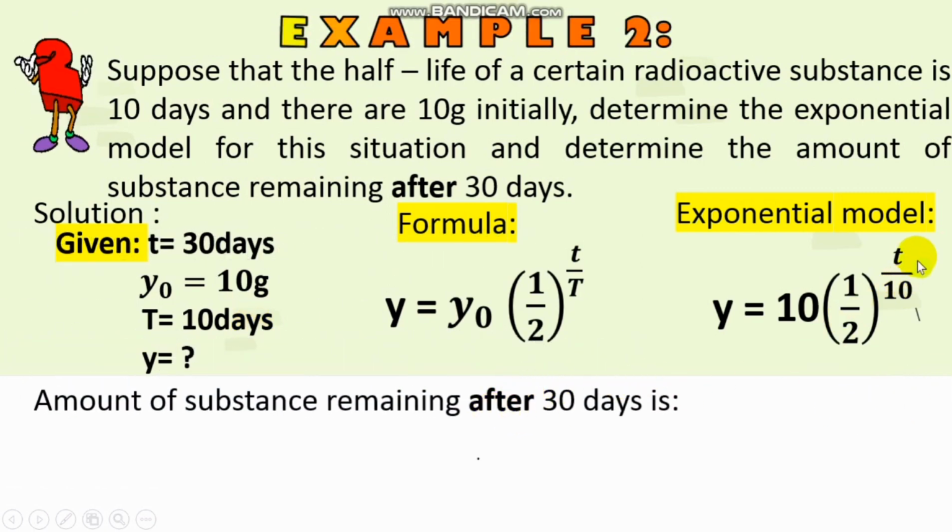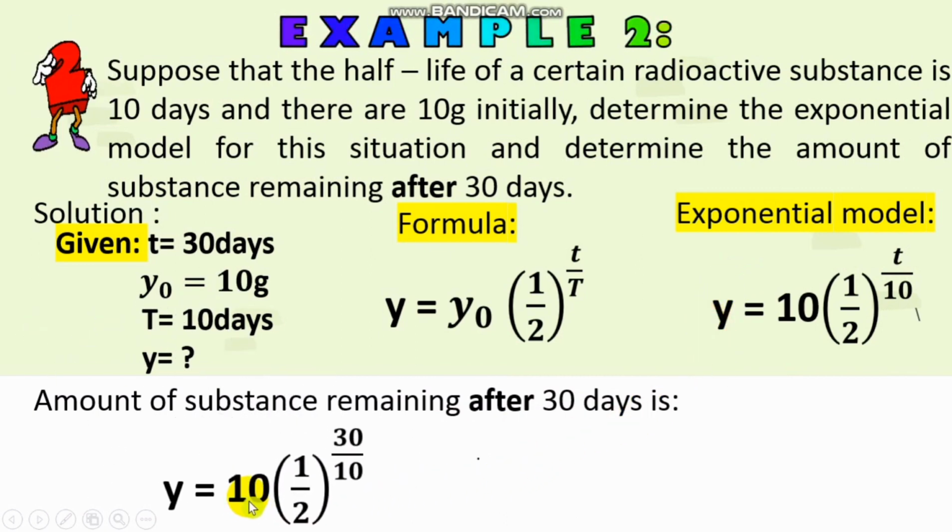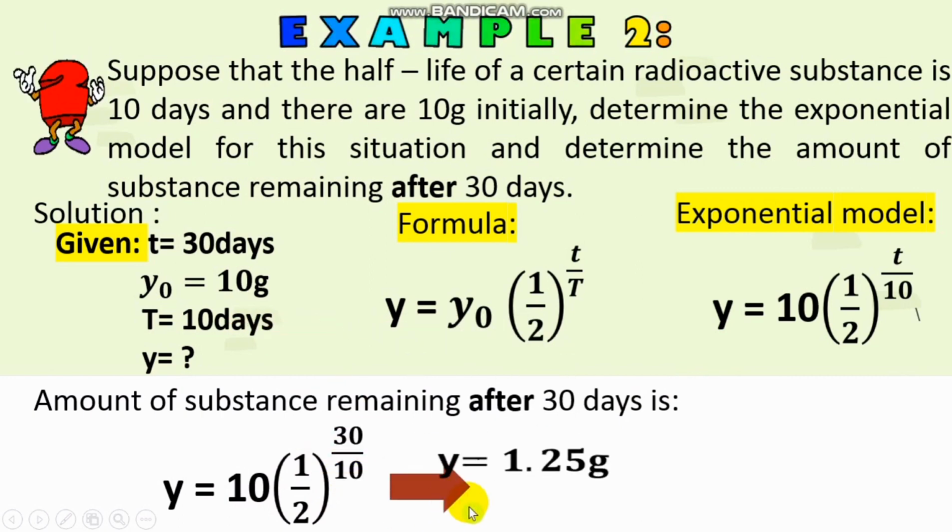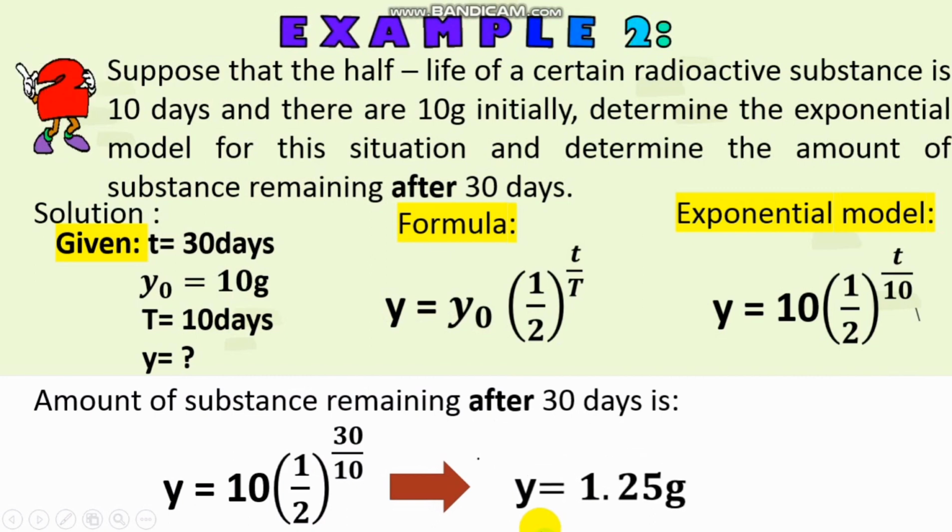Okay? So, the amount of substance remaining after 30 days, ayan, lagay na natin yung input para makakuha tayo ng output na y. So, magiging y is equal to 10 times 1/2 raised to 30 over 10. Using the calculator, ang lalabas na sagot dyan ay 1.25 gram. Ito yung magiging sagot sa ating amount of substance after 30 days.